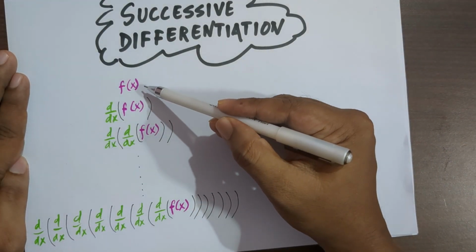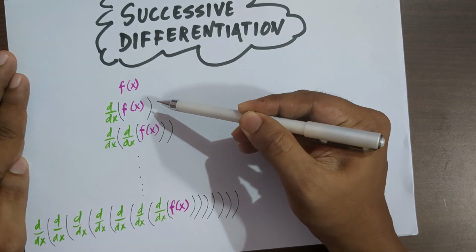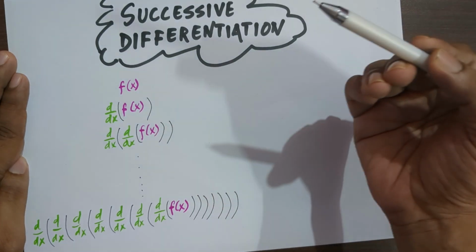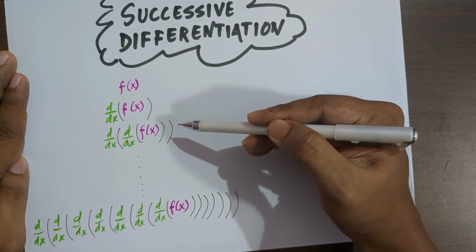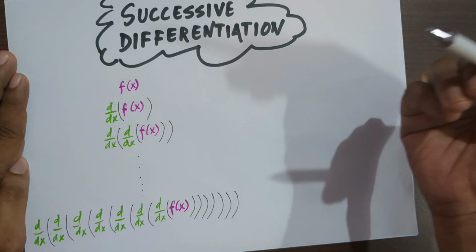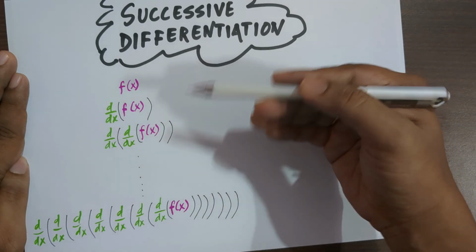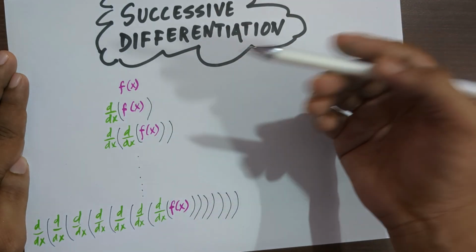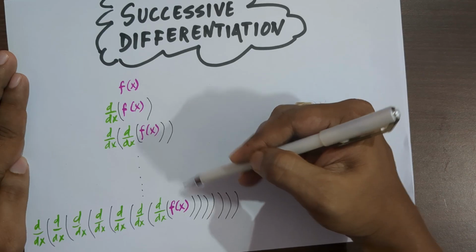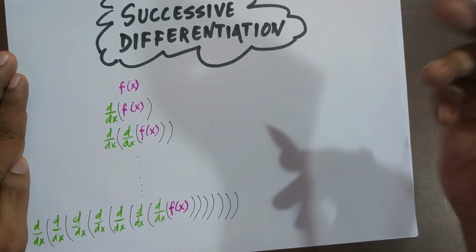For any given function f, differentiating once is sometimes not enough. So we need to differentiate a function again and again and again. This process of differentiating a given function again and again is called successive differentiation, and the derivatives obtained are called higher order derivatives.